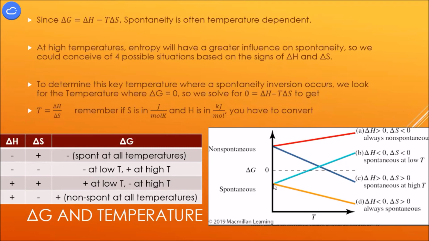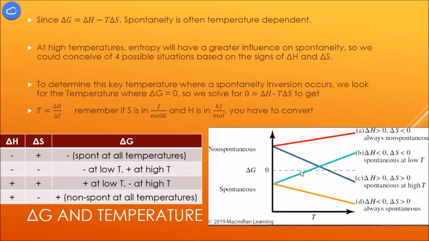But here's the thing where delta H is negative, but delta S is negative. So you can imagine time. It starts spontaneous, and as it heats up, it suddenly no longer works. All right, positive, positive. It starts non-spontaneous, but as it heats up, suddenly it starts working because T delta S drops down below delta H.